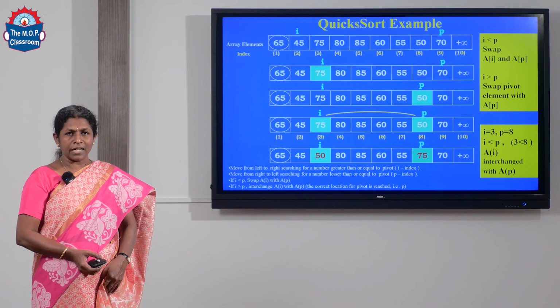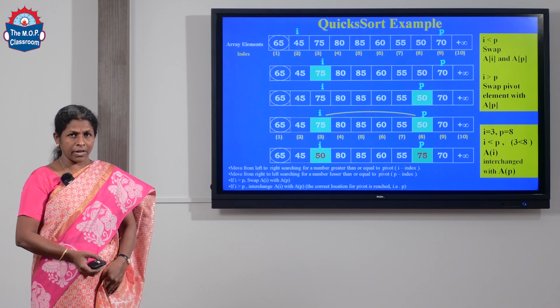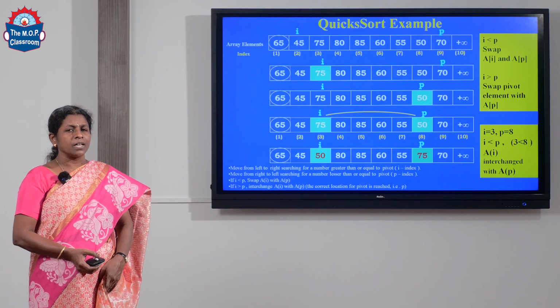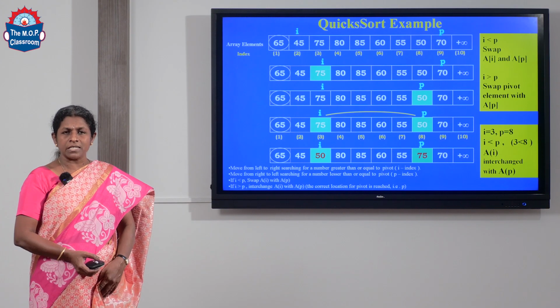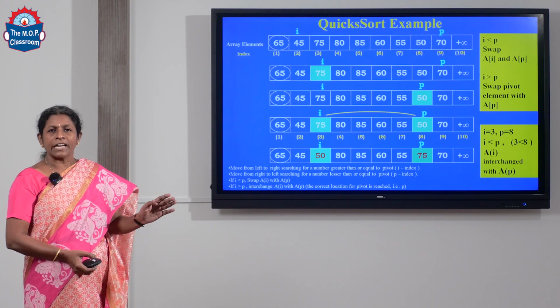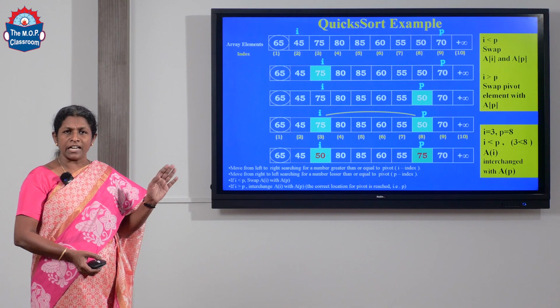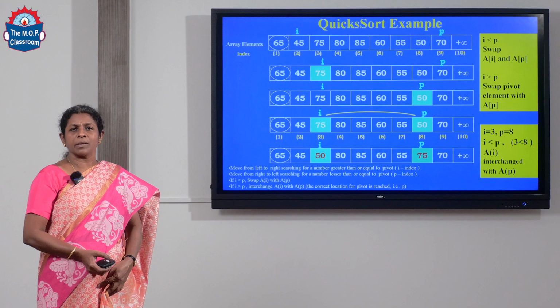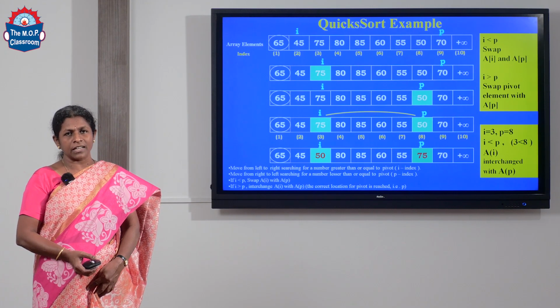Similarly, after I get a number which is greater than 65, I am going to scan the elements starting from right to left to find a number which is less than or equal to 65. For that also I need an index variable. So, I am going to use an index variable called P. So, I is the index variable which is used to scan the array from left to right, and P is the index variable which I am going to use in order to scan the array from right to left.